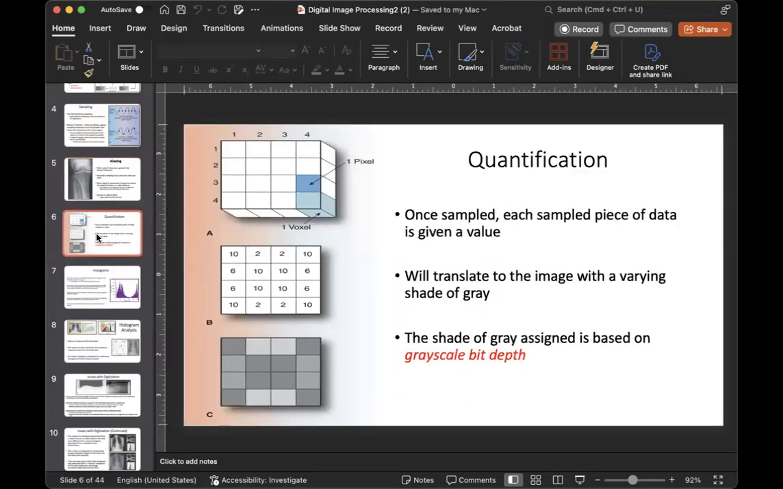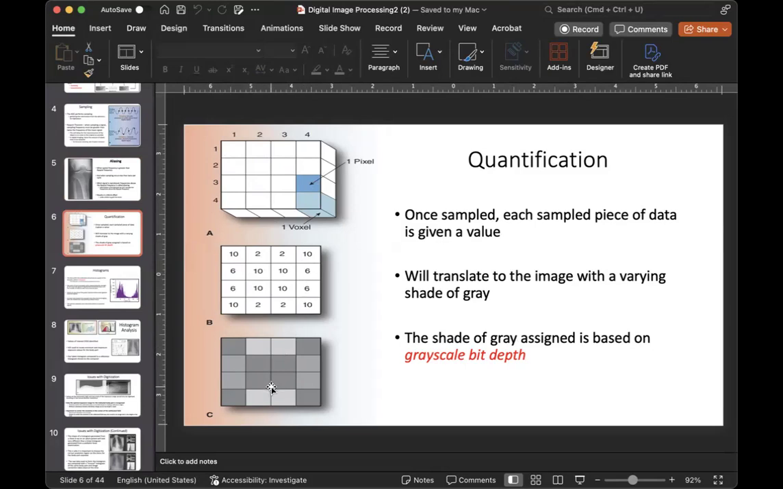Now, quantification. So after we sample, we're assigning each of the sampled items what's called a value, right? A given value. And so that value will translate to a shade of gray. And so that's what you're seeing here. Okay. So we're sampling these pixels. We're going to quantify them, right? Quantify meaning, give it a number. So we're going to give it a number. Every number that we use will translate to a shade of gray.